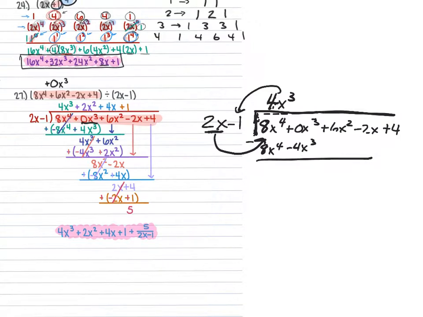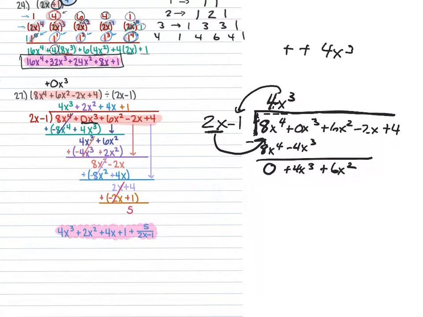I'm going to subtract those. 8x to the fourth minus 8x to the fourth is 0. And 0 minus negative 4x to the third is actually a positive 4x to the third, because when you are subtracting a negative 4x to the third, that becomes pluses. Bring down the 6x squared.